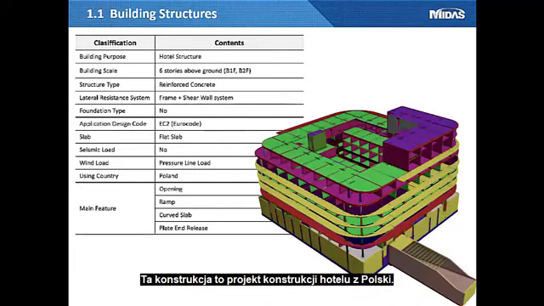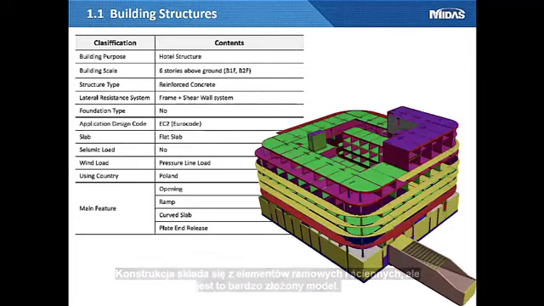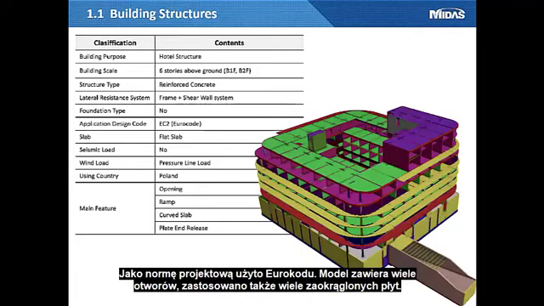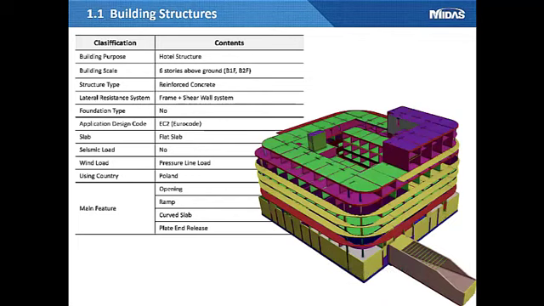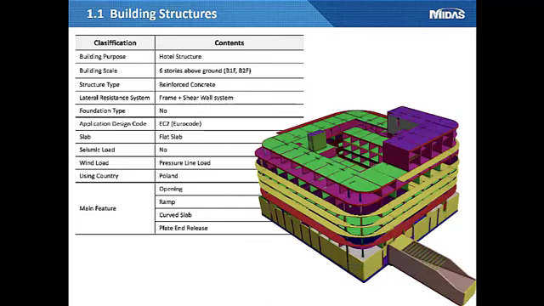This structure is the design of a hotel structure in Poland. The members are composed of frame and wall members, and it is a very complex model. Eurocode was used as the design code. A number of openings have been reflected, and a number of curved slabs have also been applied, and the plate and release function was applied during analysis.